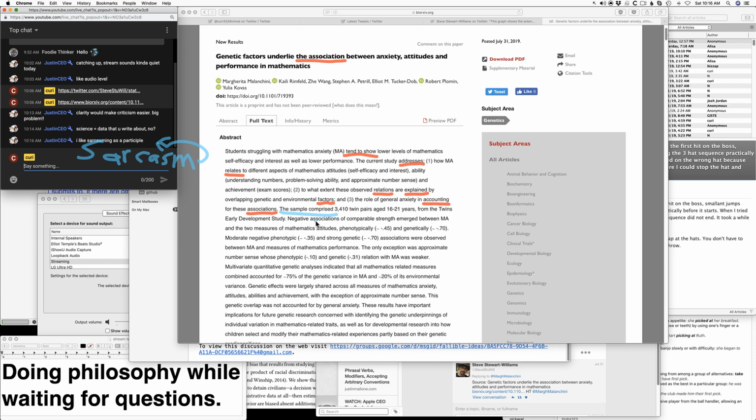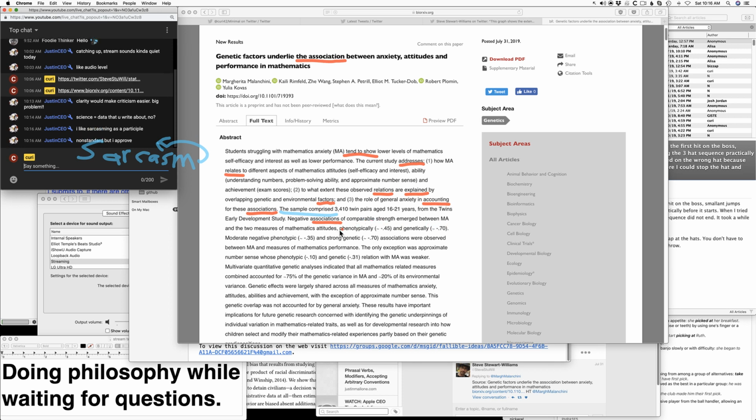Negative associations. So by associations, I think they mean correlations of comparable strength emerge between anxiety and two measures. So they did multiple measures, and then they found correlations with some of them, and then they focused on the ones where they actually got results they liked, as opposed to the ones that they didn't, I think, because they're just saying two measures.